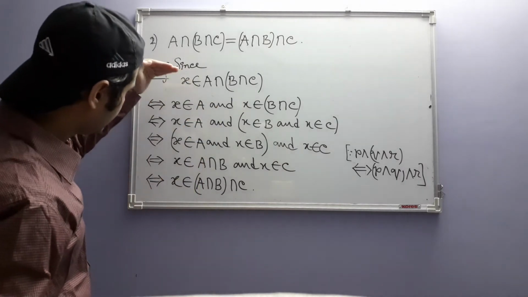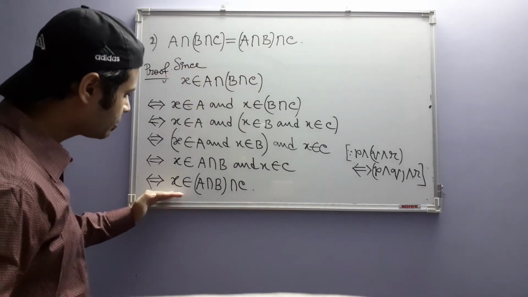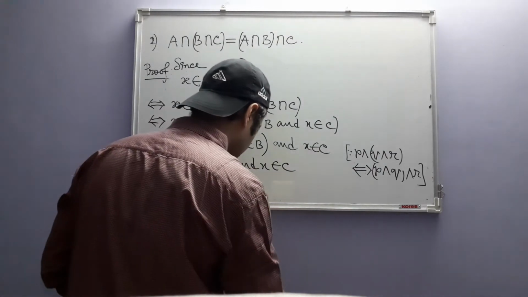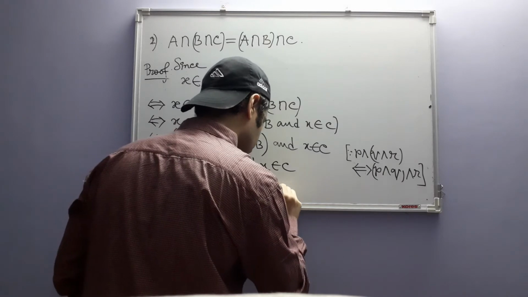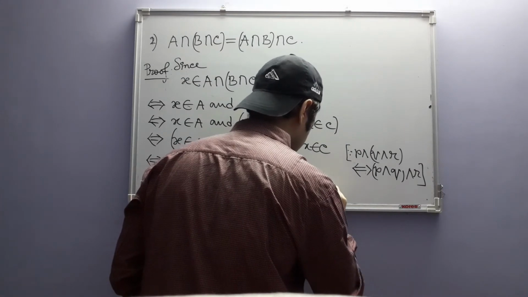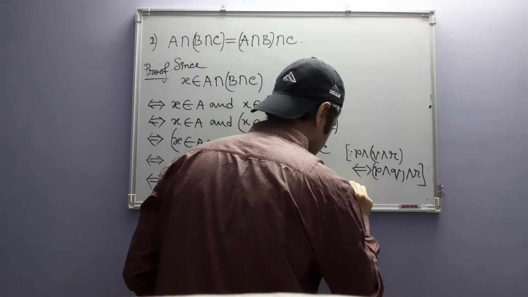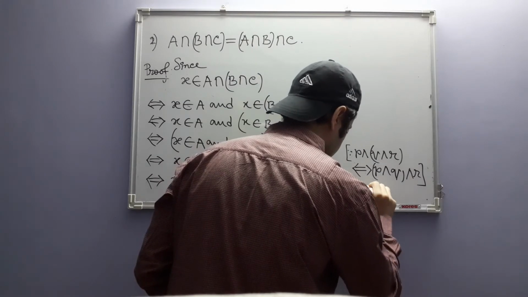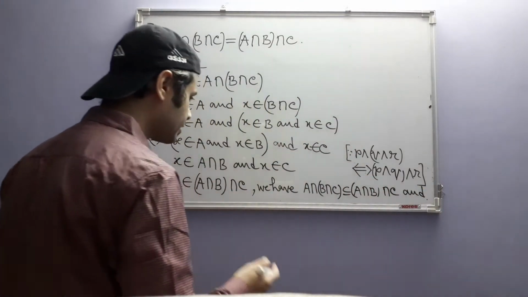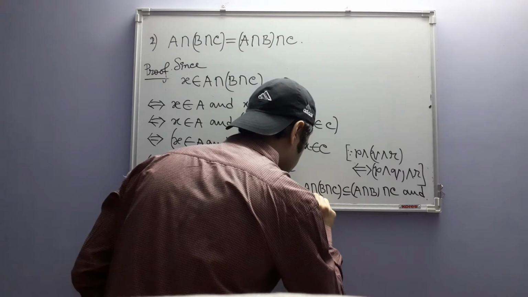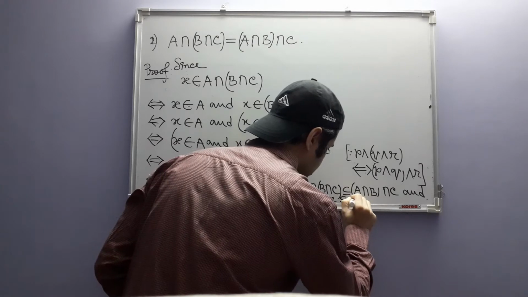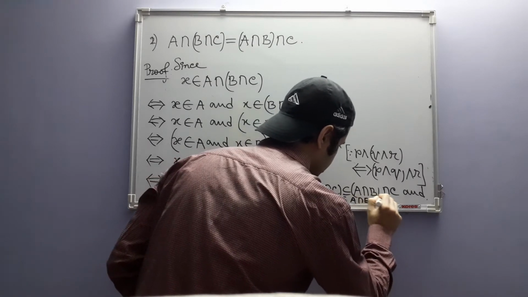Since any element belonging to this set is equivalent to that element belonging to the set, equivalent, okay, not just simply implies, comma, we have these two containments: A intersection B intersection C is a subset of A intersection B intersection C, and the other way around, A intersection B intersection C is also a subset of A intersection B intersection C.